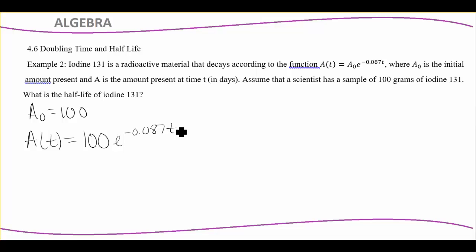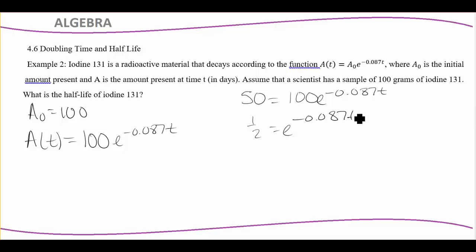So half of 100 is 50. So the half-life is going to be at 50. We need to find our time when A of t is 50. So we're going to plug in 50 for A of t equals 100 e to the negative 0.087t. And we're going to divide both sides by 100. We're going to get 1/2 equals e to the negative 0.087t.